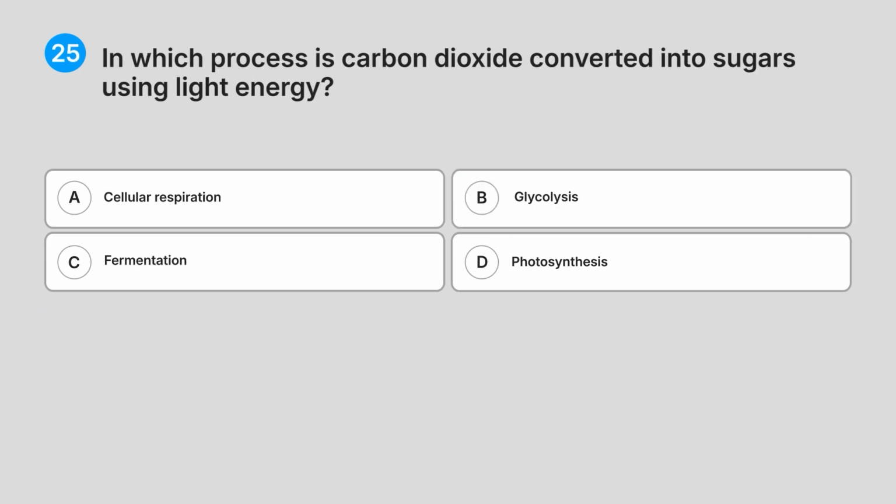25. In which process is carbon dioxide converted into sugars using light energy? A. Cellular respiration. B. Glycolysis. C. Fermentation. D. Photosynthesis. Do you know the answer?